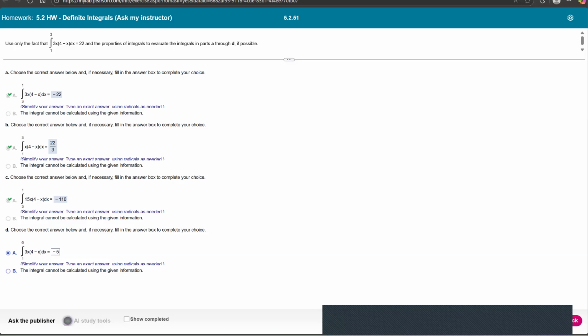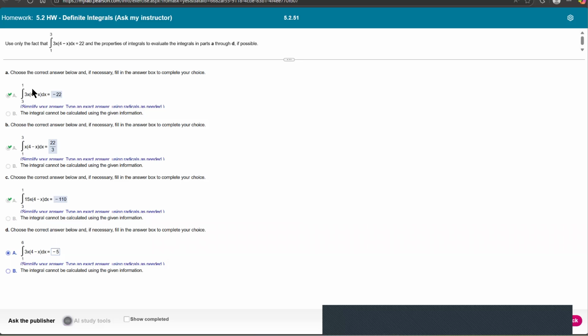For this question, 5.251, it's wanting you to understand answers to integrals based upon our integral properties. In this problem we have the integral from 1 to 3 of 3x times 4 minus x, and it's telling us that is equal to 22. We could find that by hand, but that's not the point of this problem. It's not wanting you to do that.